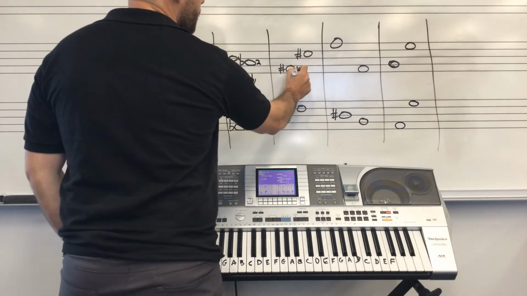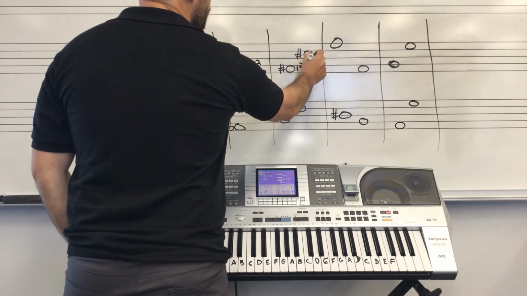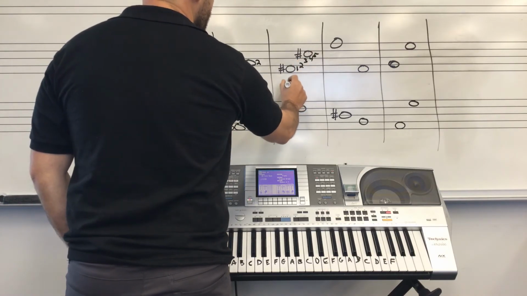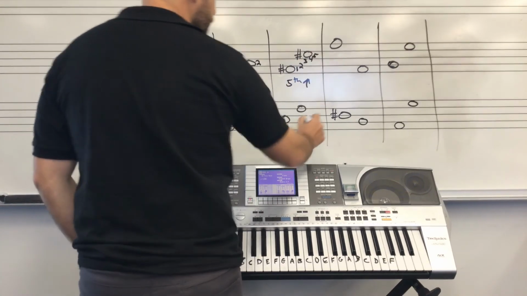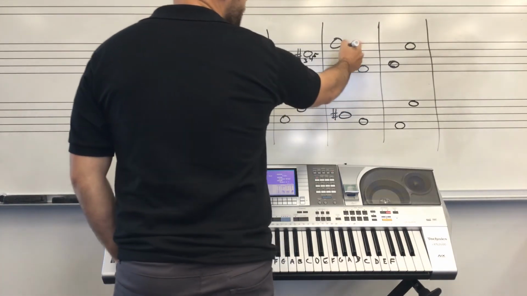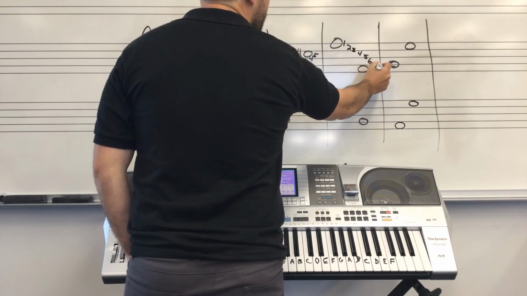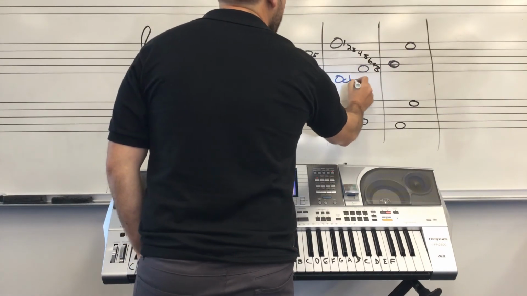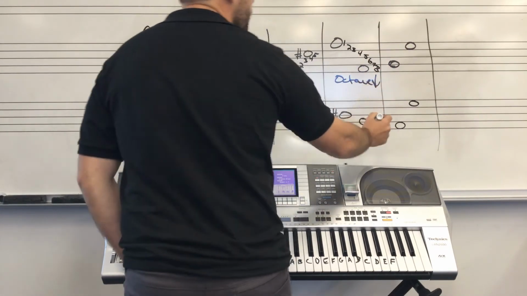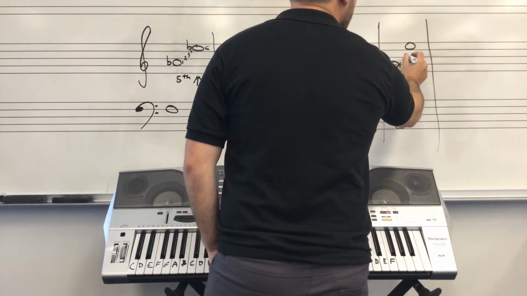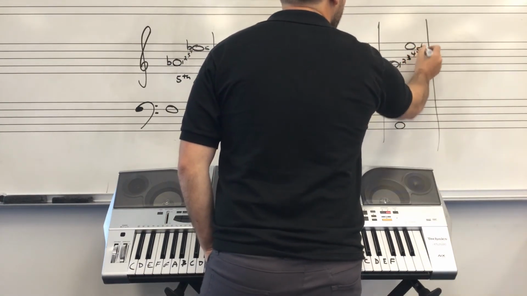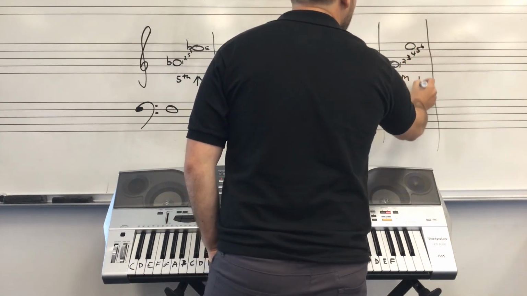This one is 1, 2, 3, 4, 5. This is another 5th, and it's going up. This one, 1, 2, 3, 4, 5, 6, 7, 8. That's an octave, and it's going down. And this one goes 1, 2, 3, 4, 5, 6. So this is a 6th, and it's going up.